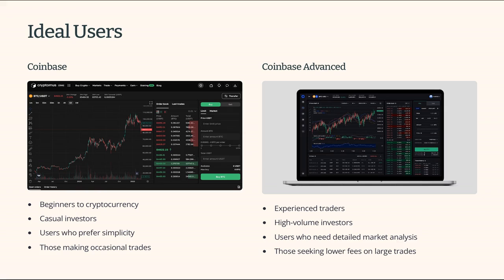Coinbase is ideal for beginners or those who prefer a simple, straightforward platform for buying and selling cryptocurrencies. Coinbase Advanced, with its detailed market analysis and advanced trading features, is better suited for experienced traders or those with a significant amount of investment.